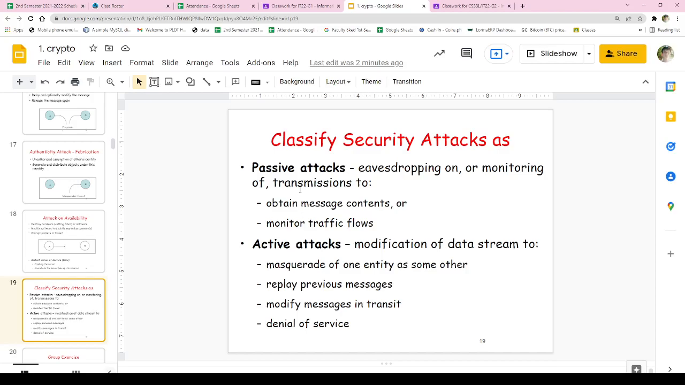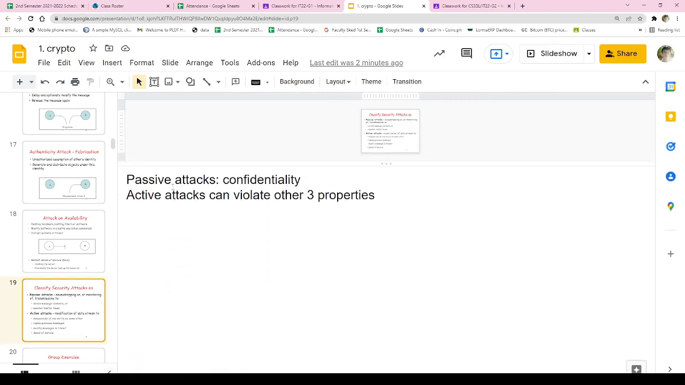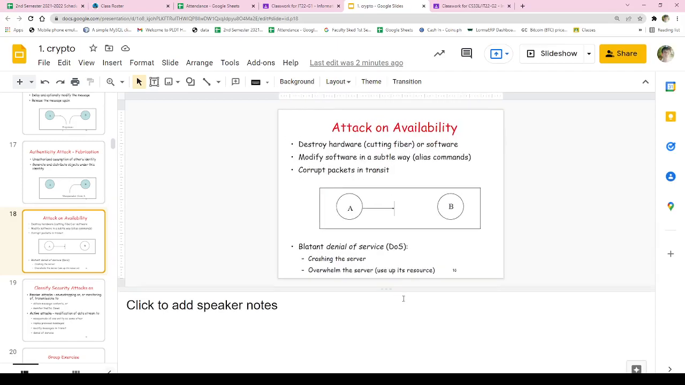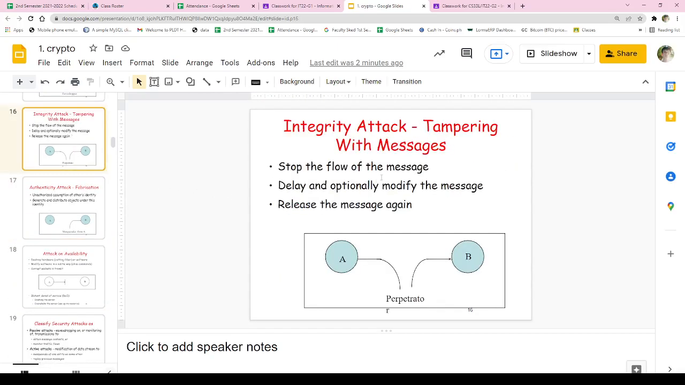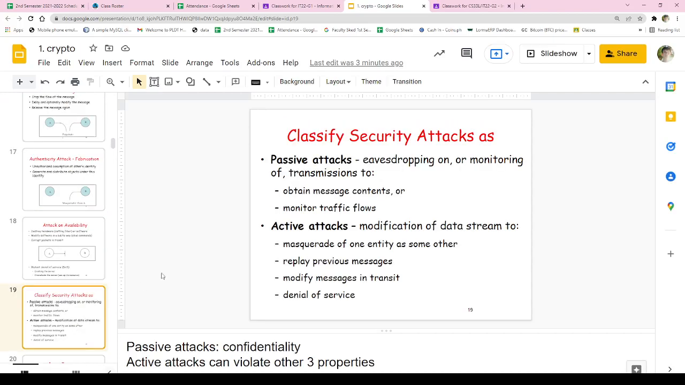And then we have the classification of security attacks. We have the passive attacks and the active attacks. For the passive attacks, we have confidentiality, and active attacks can violate the other three properties. What are those three properties? We have availability, authenticity, and integrity, for the active attacks.